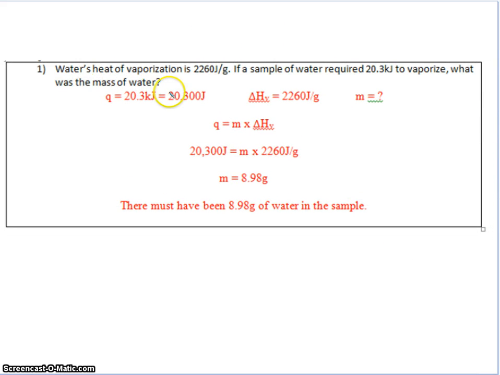Alright, so what's this say? Water's heat of vaporization is 2,260 joules per gram. This is delta HV. If a sample of water required 20.3 kilojoules, this is Q, to vaporize, what was the mass of water? So we're looking for M.